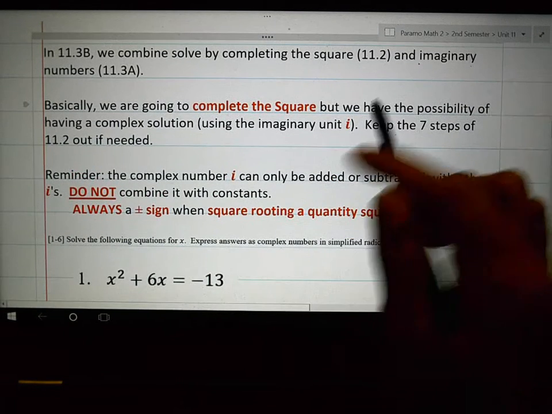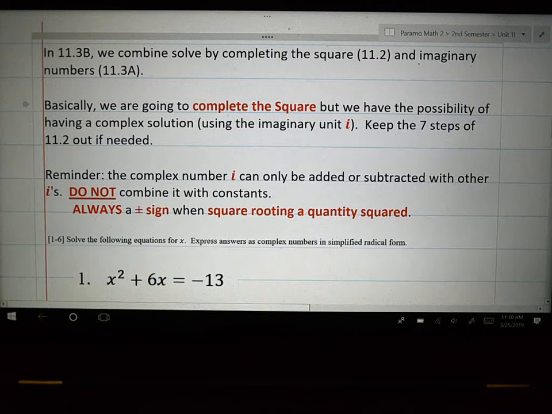The only difference is you'll be square rooting a negative, and if you square root a negative, pull out that imaginary unit i as you put your final answer there. Okay.